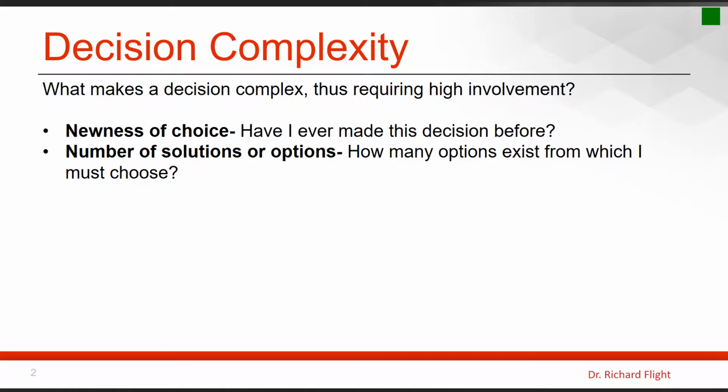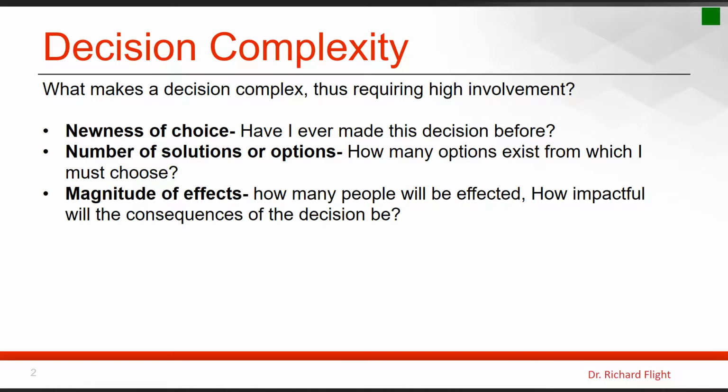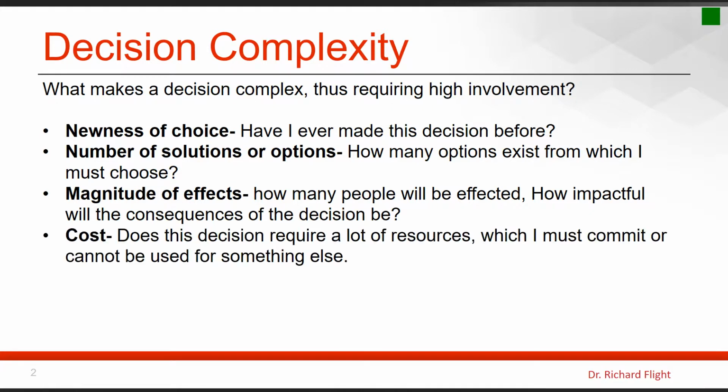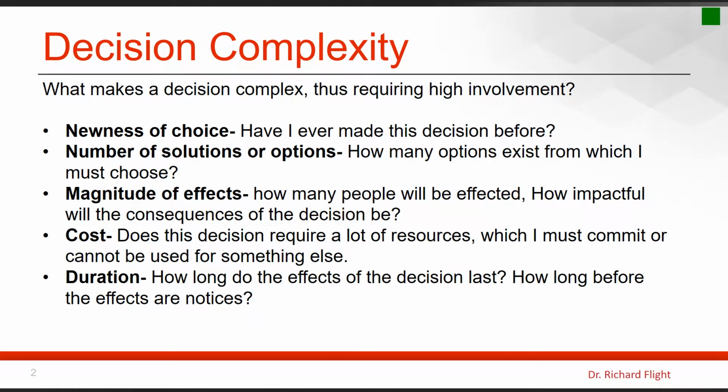The number of solutions or options that are available adds to the complexity of the problem and requires more involvement as well. The magnitude of effects: will this decision have a big impact on others or myself down the road? Cost: this decision has all kinds of costs associated with it. Are those costs things I need to worry about? If it's a low-cost decision, then it requires less involvement. If it's a high-cost decision, of course, it requires more.